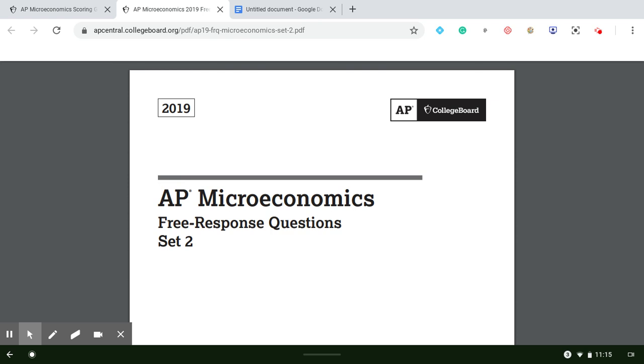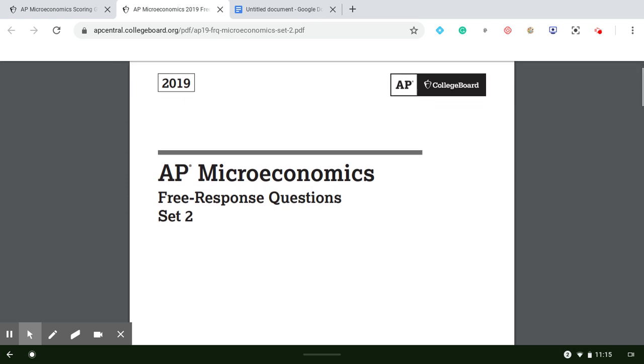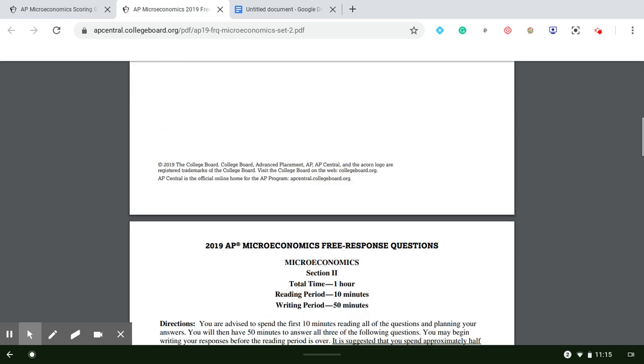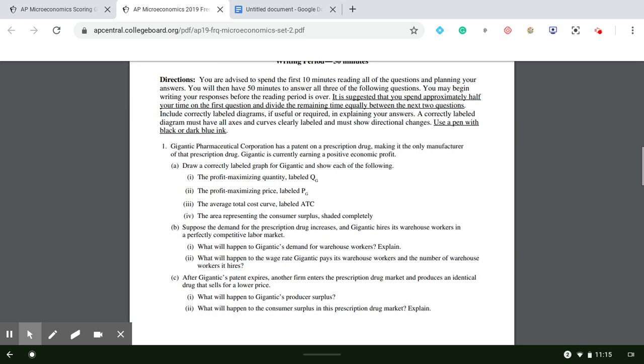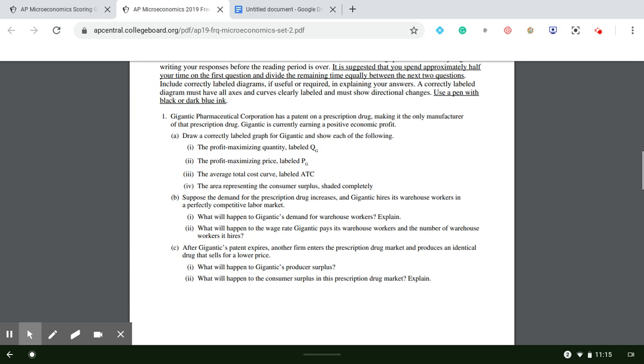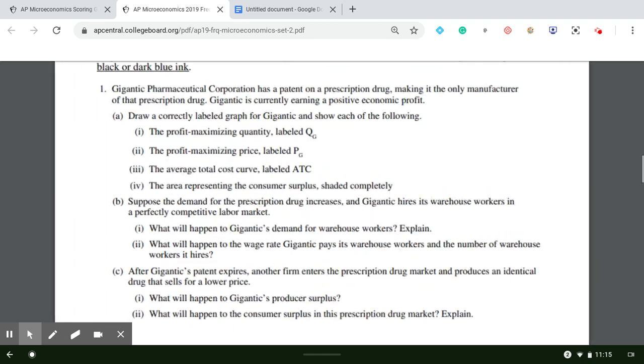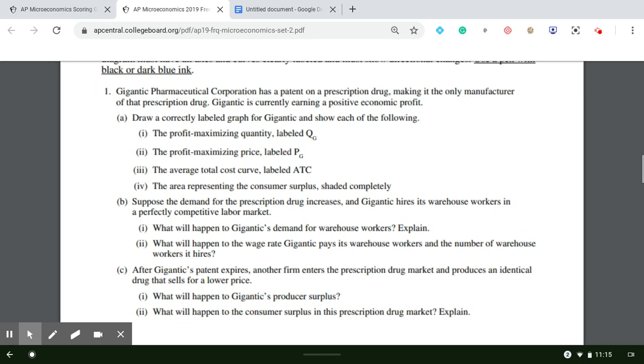Guys, Mr. Gibson here. I'm going to show you a microeconomics FRQ. This one includes only stuff that would be on the test this year. There's nothing about externalities on this one, so it's a pretty good indication.